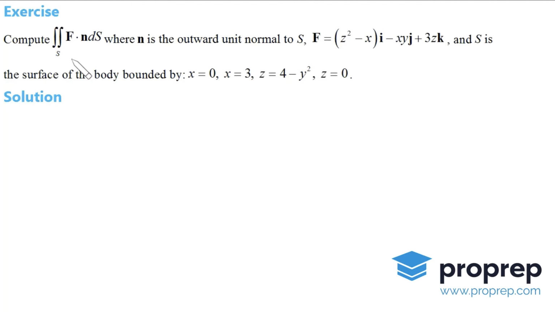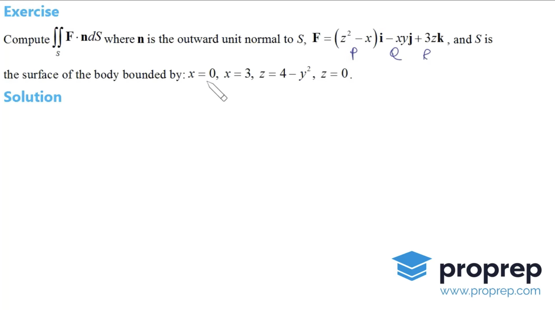In this exercise, we're given a type 2 surface integral to calculate. We're given the vector field f as follows, and let me call the components p, q, and r. And S is the surface of the body. It's given by four different surfaces.